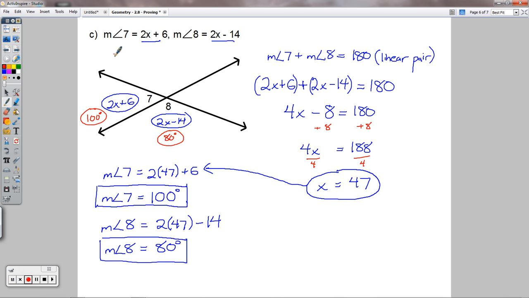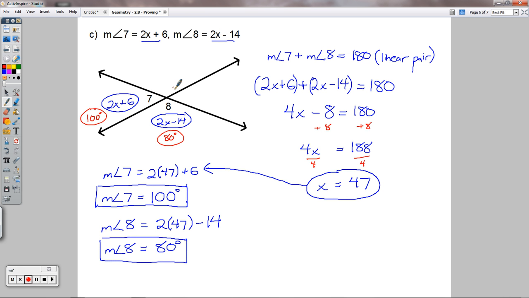Now notice the picture. I'm probably going to mention this, I hope to mention this in class as well. But this did not look like the bigger angle of these two. However, you need to trust the information in the picture, not the way the picture looks. So just because it looks like 8 is bigger than 7 doesn't necessarily mean it is.